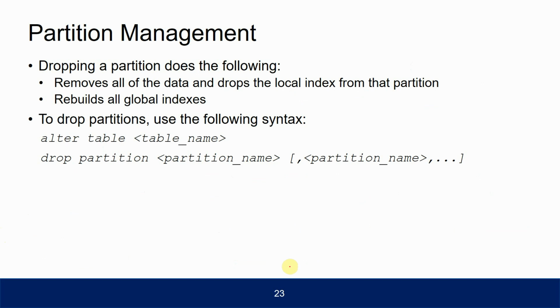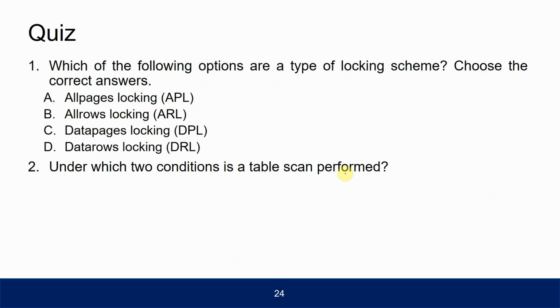Dropping a partition does the following. It removes all the data, drops the local index from that partition, and rebuilds all global indexes. To drop a partition, we can simply use alter table, table name, drop partition, partition name, separated by commas if you want to drop multiple partitions.